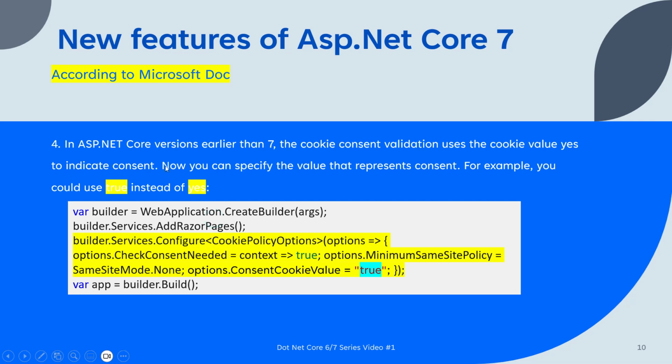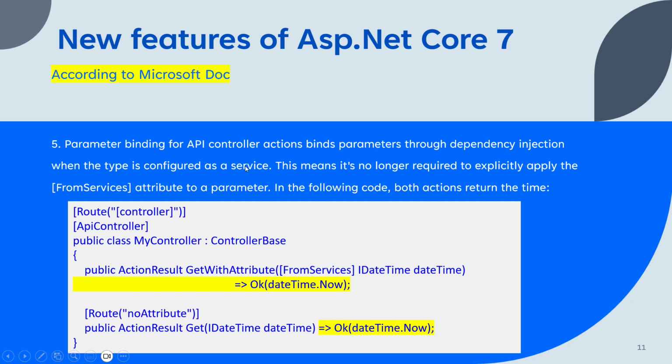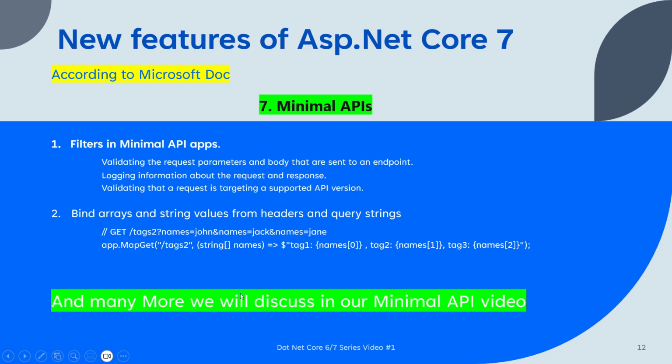The next feature is regarding JSON consent cookies. In cookie consent validation, it uses the cookie value yes to indicate consent. Now we can use true also. And for parameter binding, previously we were using form services and binding the parameter. These two functions basically return a date, but over here if you can see there is no form service, we can bind directly to our properties. We will discuss more in an upcoming session.